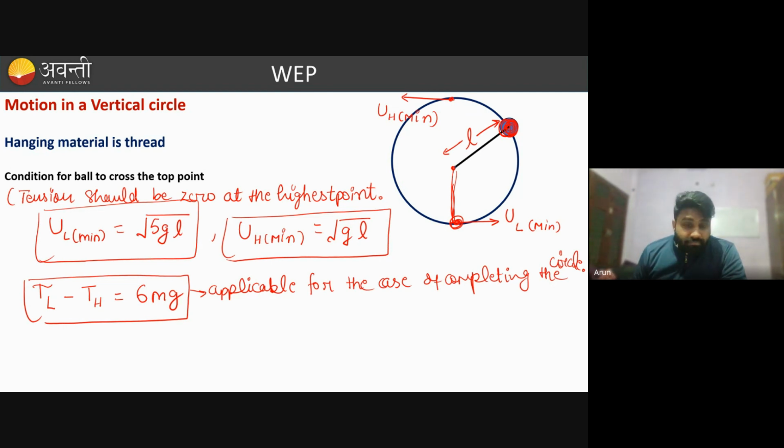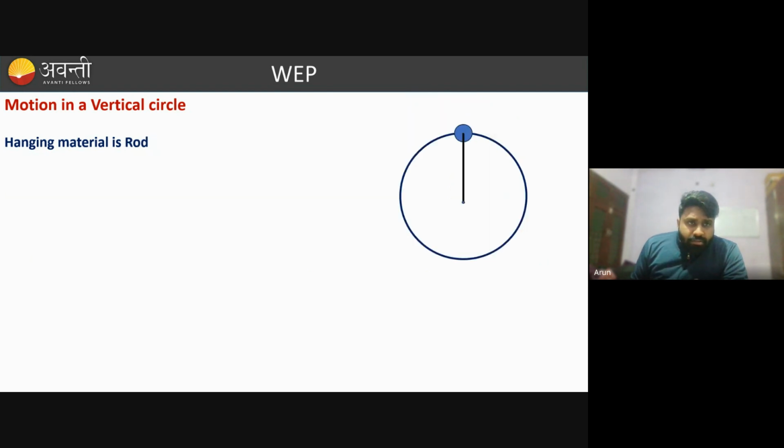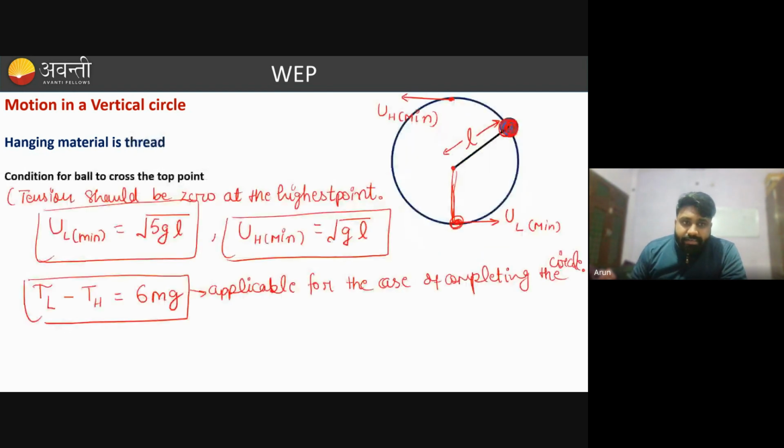Okay. Now, one thing that I also want to discuss here is what strategy you should follow to crack any kind of question from vertical plane or vertical circle. So you should apply the conservation of, I have already told you, but I'm telling you twice, conservation of mechanical energy.